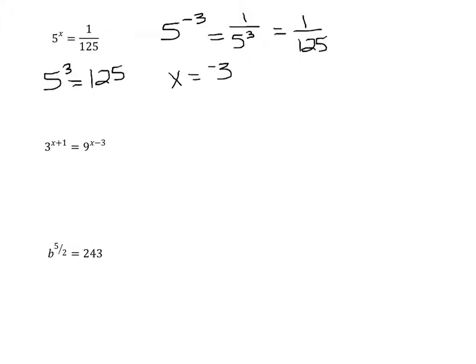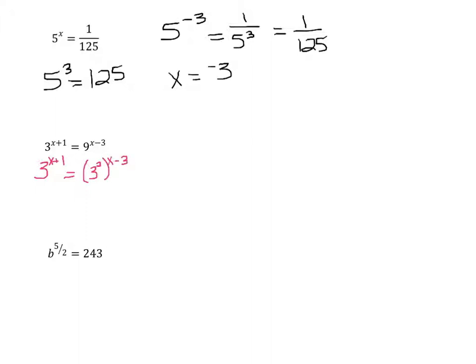The next one might not be quite as simple to see. So we have 3 to the x plus 1 is equal to 9 to the x minus 3. What I want to do is I want to rewrite this so that it's got a base of 3. That's sort of my big goal here. So I'm going to keep the 3 to the x plus 1, but I'm going to change 9 so that it's 3 squared to the x minus 3.